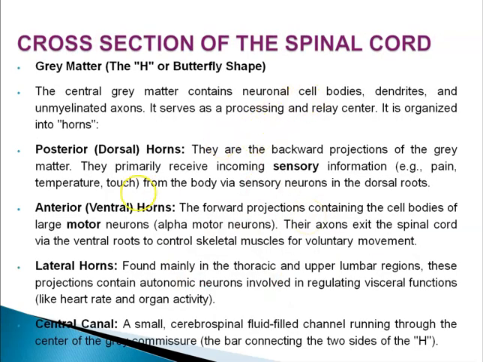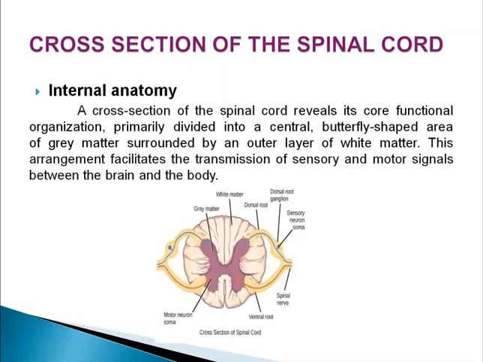So this consists of the gray matter: the anterior horns, which are called the ventral horns, the posterior horns, which are called the dorsal horns, the lateral horns, which are placed in the lateral aspect, and the central canal, which is situated in the central gray matter. Let me show it to you in the picture which has been depicted.